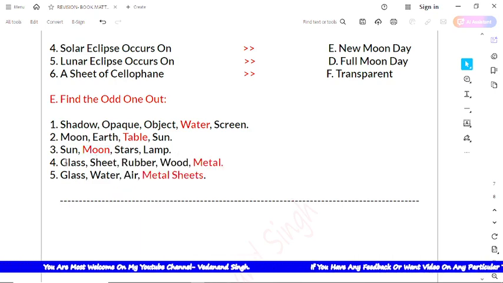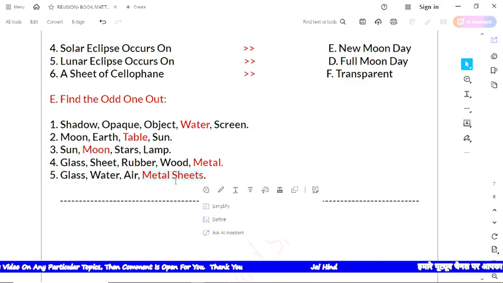Now the next is glass, sheet, rubber, wood, and metal. The metal is the odd one among all these options. Now glass, metal, water, and metal sheet. The metal sheet is the odd one among all these options.